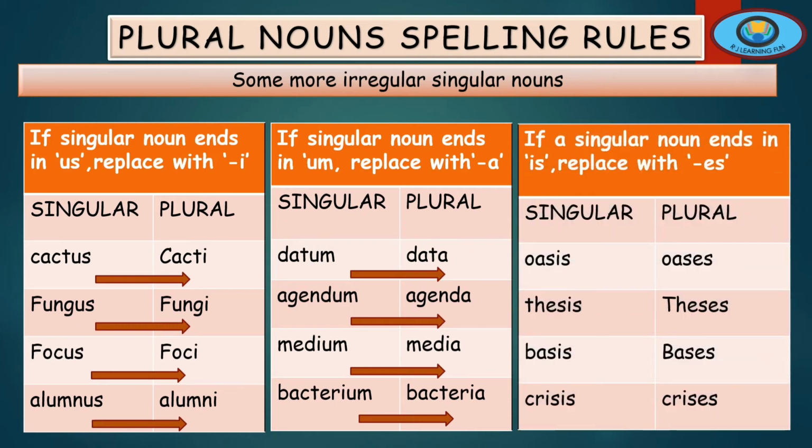And if a singular noun ends in IS, replace it with ES. Oasis, oases. You will not find much change in the pronunciation, but a slight change in the spelling. Thesis, theses. Basis, bases. Crisis, crises. So according to the spelling pattern, we have divided them into different groups.